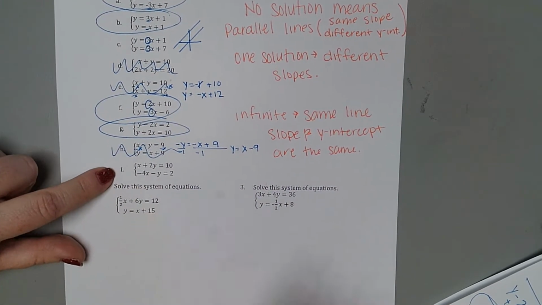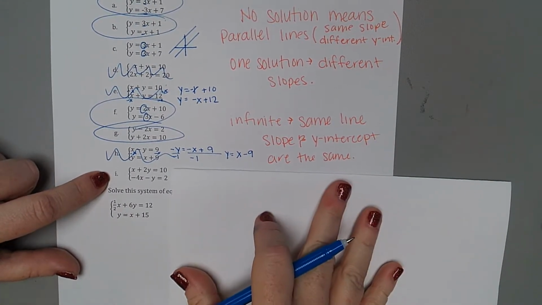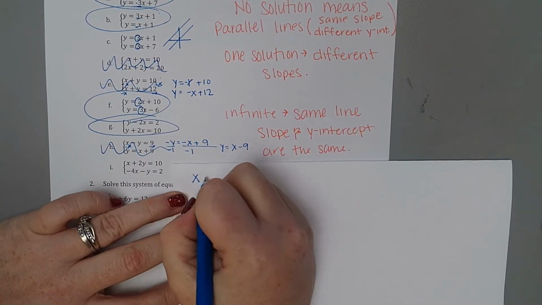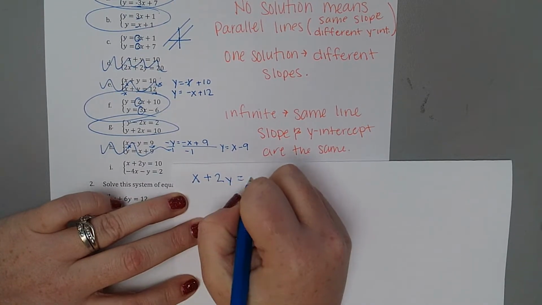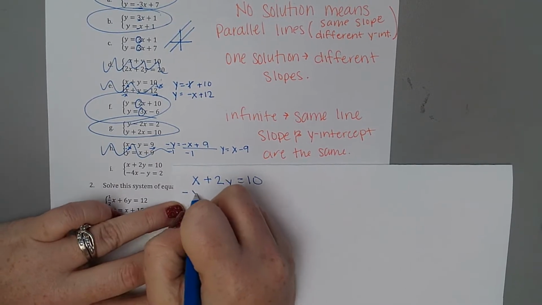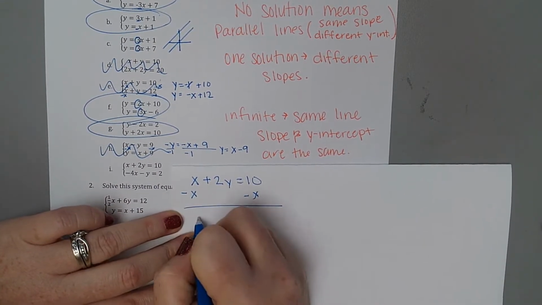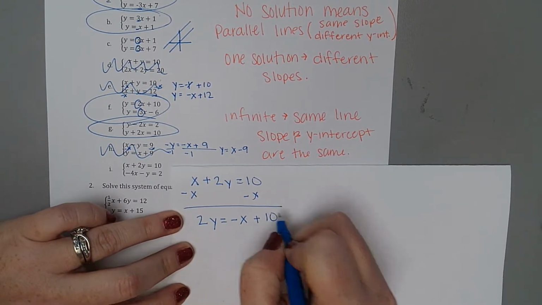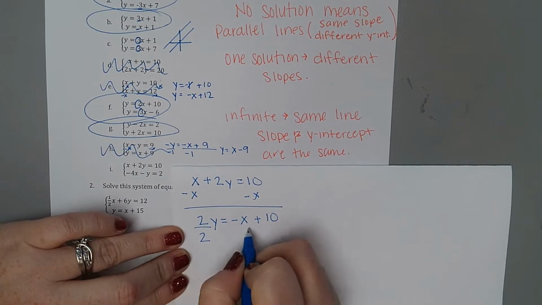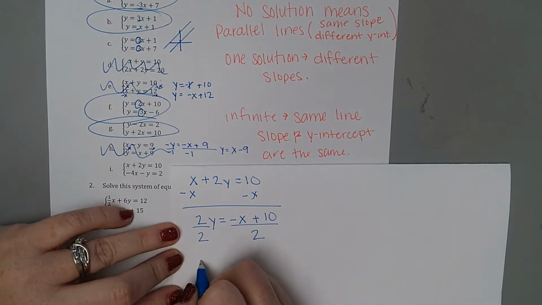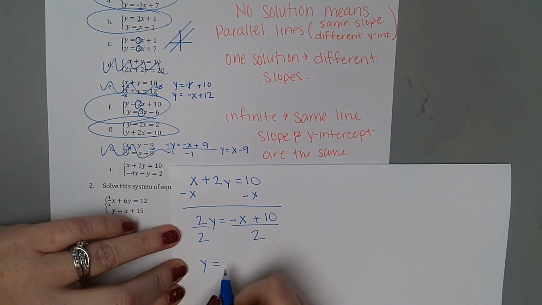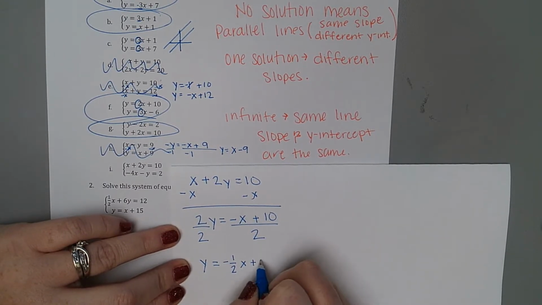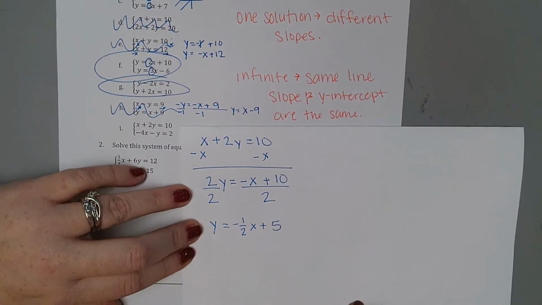And the last one, I. Looks like we're going to have to do some maneuvering. Have x plus 2y equals 10. Minus x from both sides, leaving us with 2y equals negative x plus 10. Need to divide both sides by 2. So I have y equals negative a half x plus 5, because half of 10 is 5.